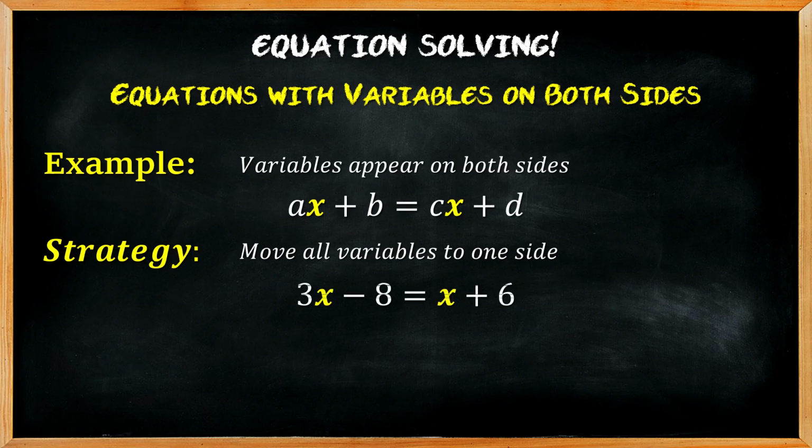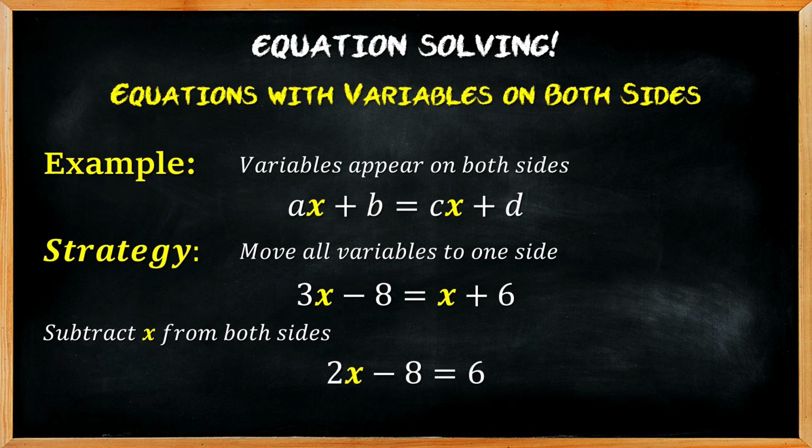Let's solve this equation step by step. We have 3x minus 8 equals x plus 6. Step 1. We need to eliminate the x term from the right side. We subtract x from both sides of the equation. After subtracting x from both sides, we get 2x minus 8 equals 6.